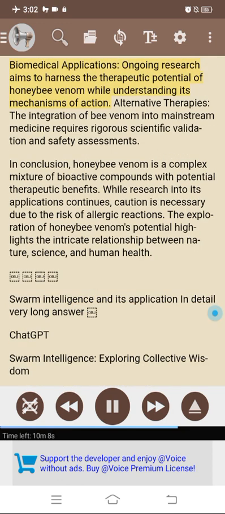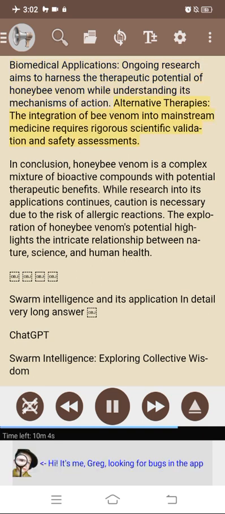Future directions. Biomedical applications. Ongoing research aims to harness the therapeutic potential of honeybee venom while understanding its mechanisms of action. Alternative therapies. The integration of bee venom into mainstream medicine requires rigorous scientific validation and safety assessments.